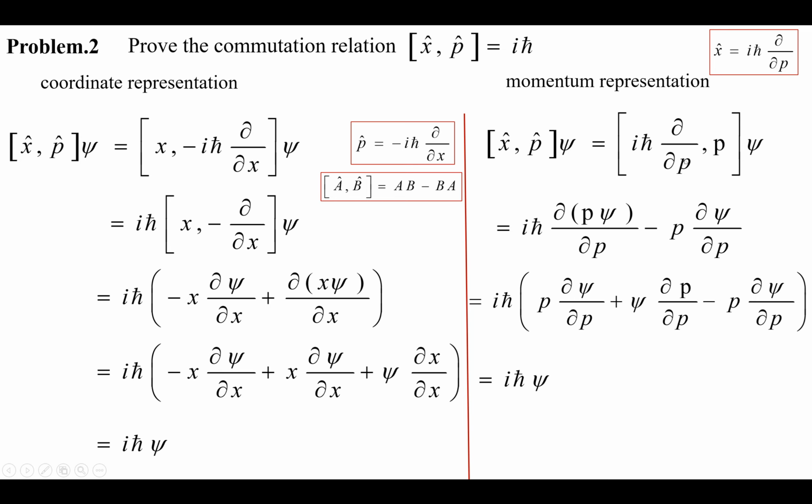So now we will have to differentiate: ∂(pψ)/∂p minus p ∂ψ/∂p. First differentiate keeping p as constant, so p dψ/dp. Now differentiate p keeping psi as constant, so ψ dp/dp, minus p dψ/dp. The first term and third term will get cancelled, and in the second term dp/dp is 1. So you have iħ psi. So in both ways we have proved the commutation relation [x, p] equals iħ.